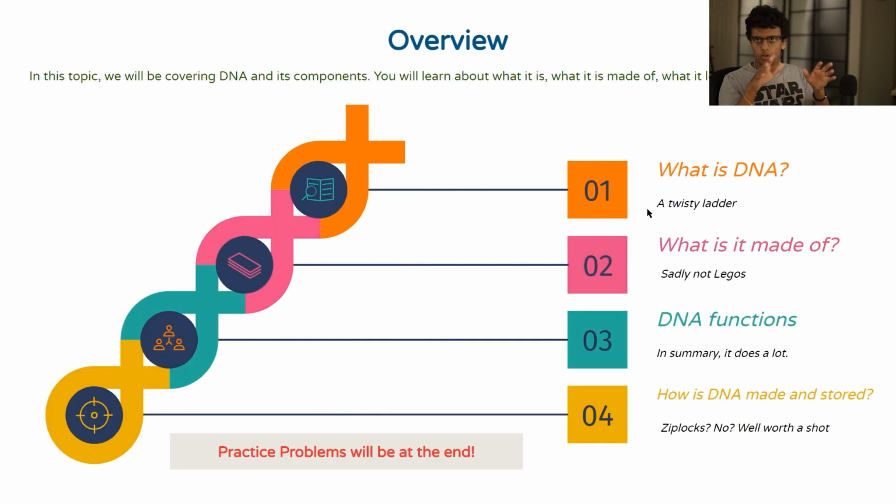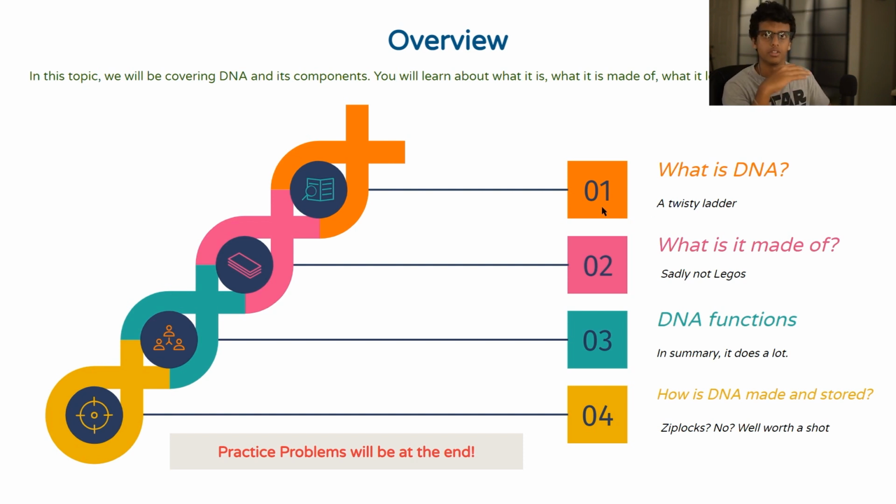So, a brief overview. In this topic we'll be covering DNA and its components. You'll learn about what it is, what it's made of, what it looks like, and how it works. I'm going to be including some keywords and concepts in the slide right after this one, and you'll want to know these if you're taking a test or if you just want to get really well versed with DNA. You want to know these terms and concepts, and then there's these 4 slides over here.